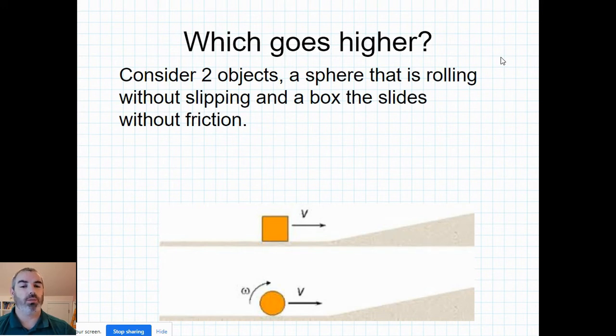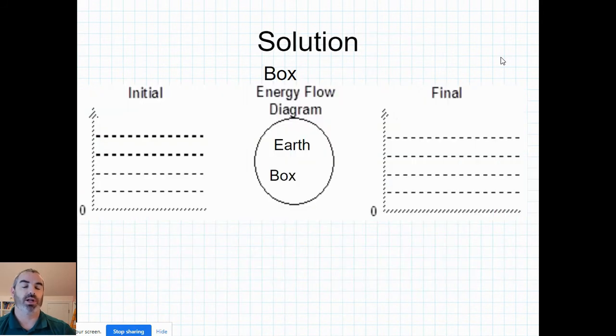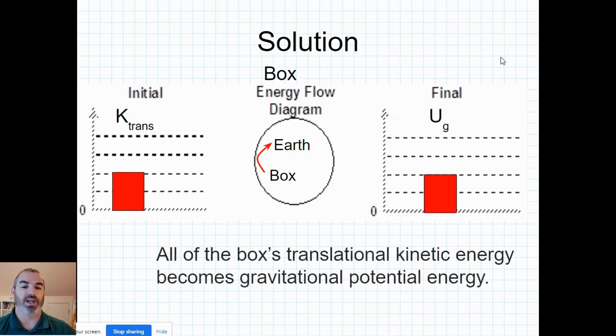So let's look at an energy bar chart for the box first. It has translational kinetic energy to begin with, and the box loses that energy to the earth as it slides up the hill. So we end up with UG. All the box's translational kinetic energy becomes gravitational energy.